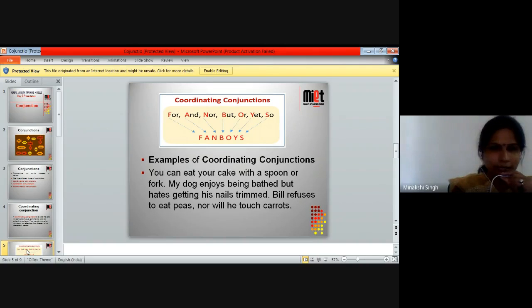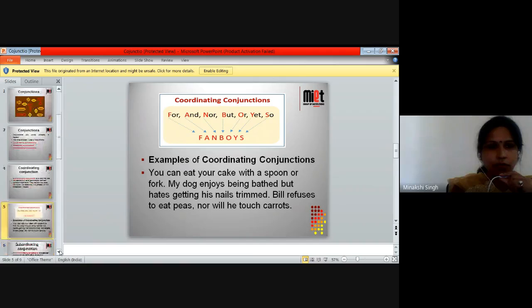Now, students, let us see how these coordinating conjunctions are being used in sentences. Let us have a look at the sentences which are written below. You can eat your cake with a spoon or fork. My dog enjoys being bathed but hates getting his nails trimmed. Bill refuses to eat peas, nor will he touch carrots. So, these are the examples of coordinating conjunctions.